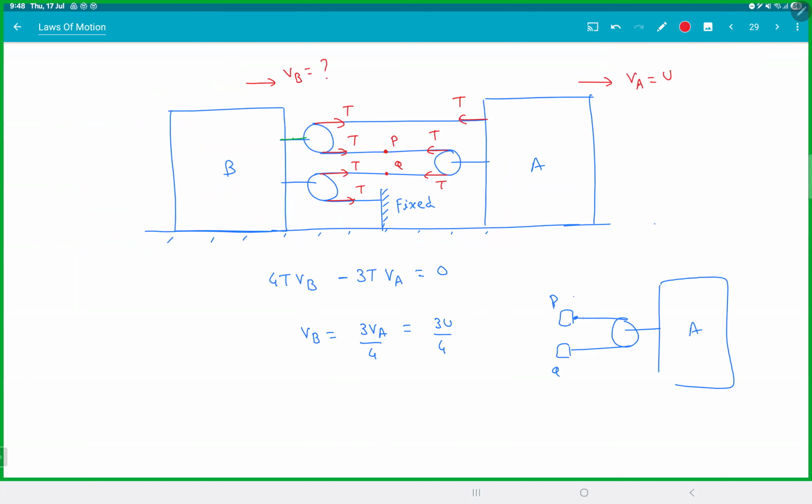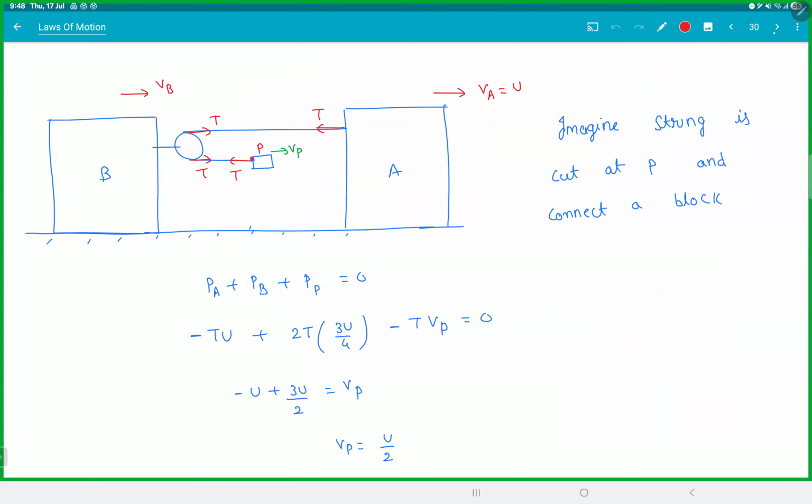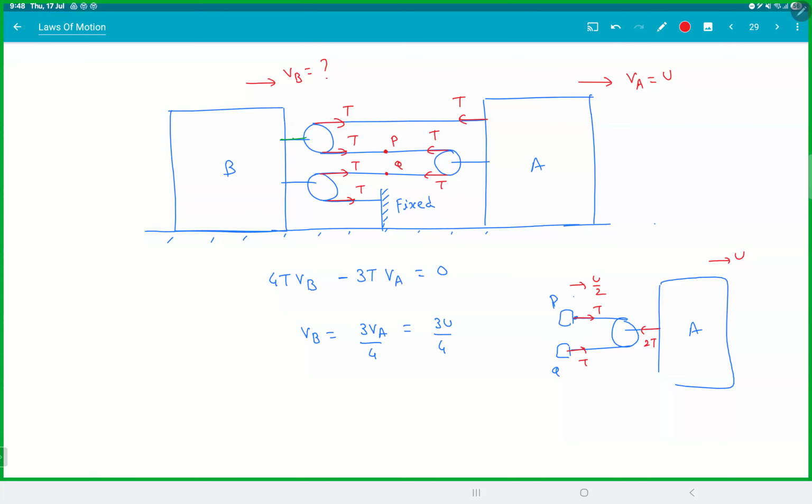Okay. Strings will pull T. The string will pull 2T. This is what we took for tensions. This is U. What was the velocity of P? 3U/4. U by 2. VQ is this. So what will be the power of P? T into U by 2. What will be the power of Q? T into VQ. This will be minus 2T into U. Got your mistake? There.